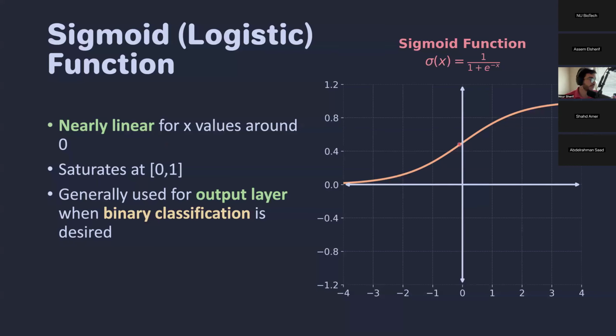Now, there's something that I wrote here: this function is nearly linear for the values of x that are around 0. If you take that part here, let's say from -1 to 1, you can see that we can actually approximate this fairly well with a straight line, right? And in your intuition, is this a good thing or a bad thing?